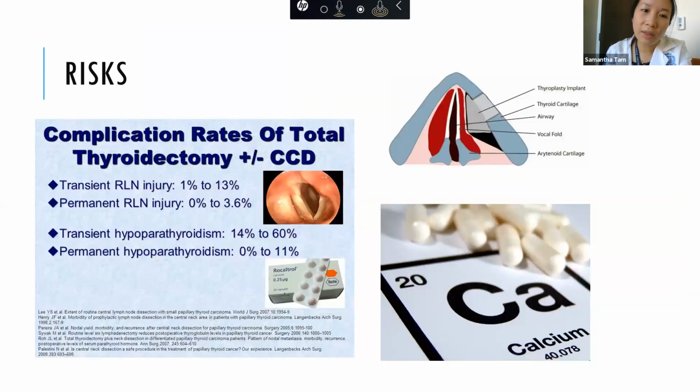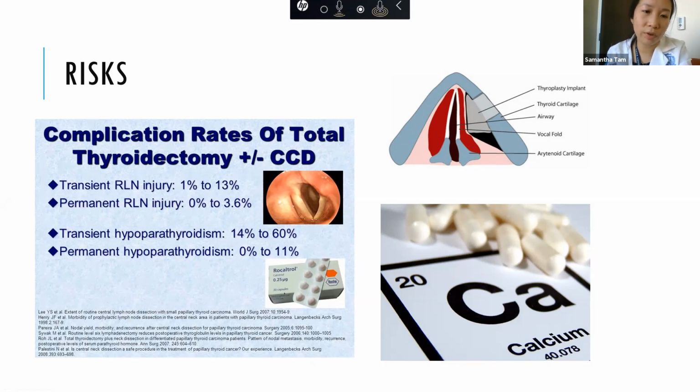The good news is that these types of injuries are not common. For example, a transient or temporary recurrent laryngeal nerve injury, the rate of that is about 1% to 13%, depending on which study you're reading. And this means that patients may have a breathy voice like this for a couple of weeks or a couple of months, and then they improve over time. Permanent recurrent laryngeal nerve injury happens from 0% to 3.6% of the time.